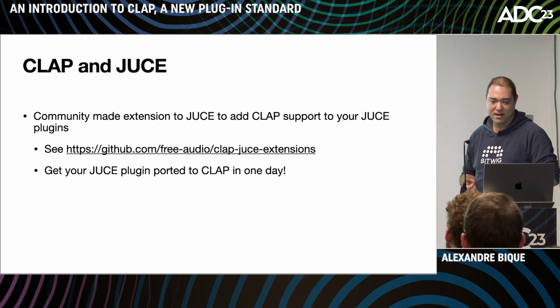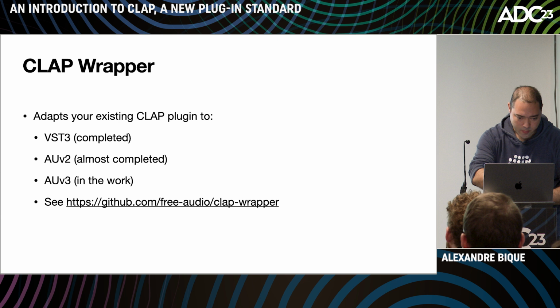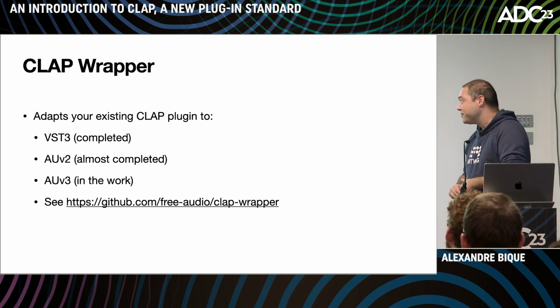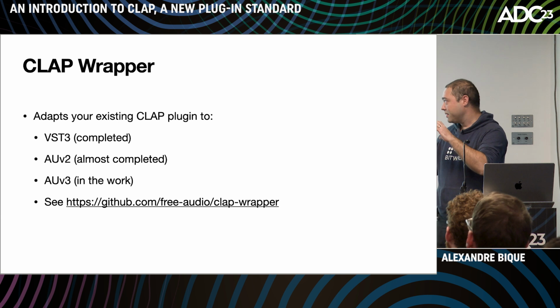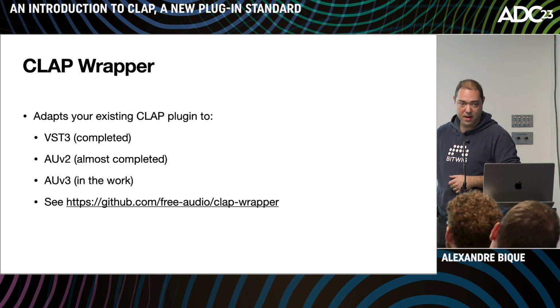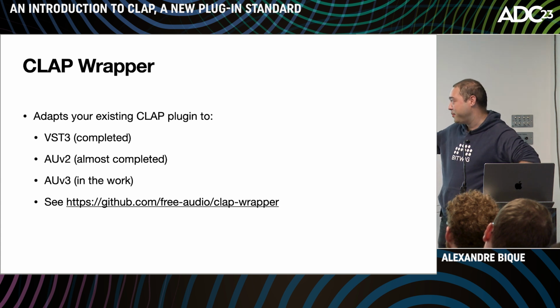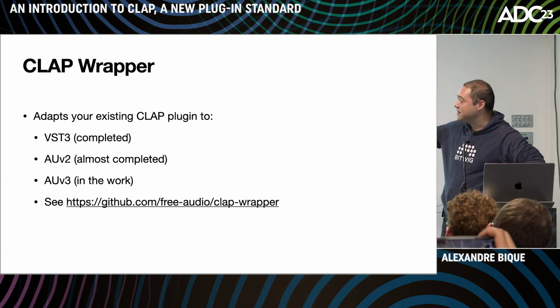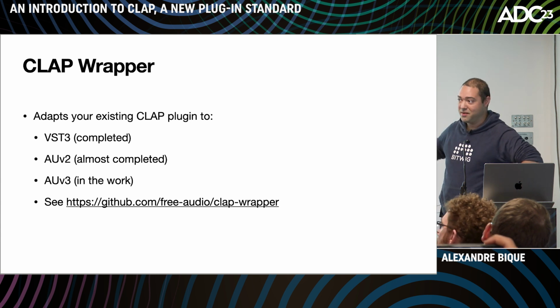Within a few hours, you get a Clap plugin already. Clap wrapper is one project that is growing, and it means that if you implement clap, you can get VST3 out of your clap plugin. This is completed, and it has been implemented by people who know VST3 very well, and it's very likely that you get a better implementation of VST3 by implementing clap and using the clap wrapper than by implementing VST3 yourself.